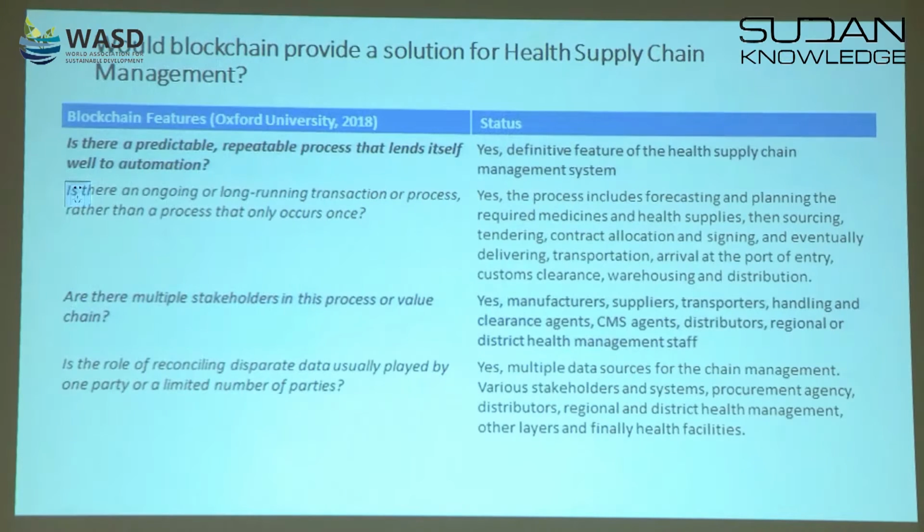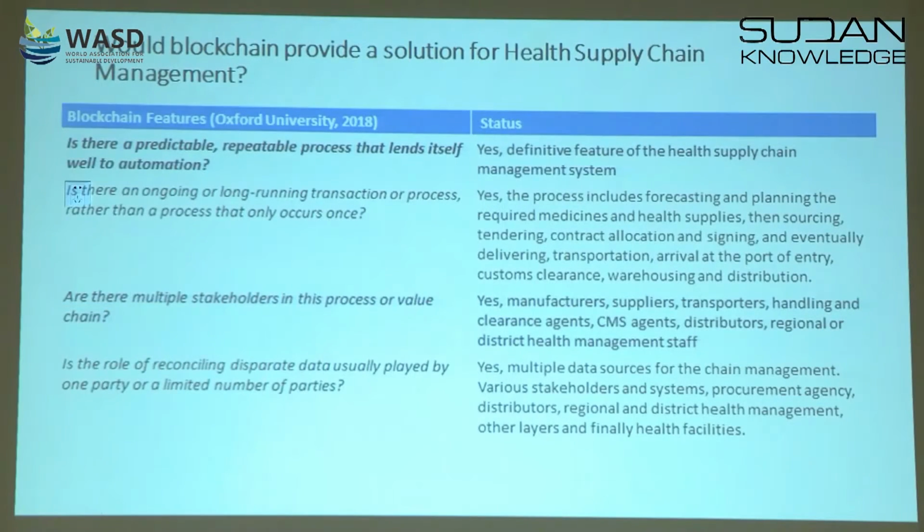So before we go into it, to understand whether blockchain is a solution for the challenges that I have explained earlier, we have to answer a few questions. Here I'm referring to the University of Oxford framework for assessing whether blockchain could be a solution for any system. The first thing is: is there a predictable, repeatable process that lends itself to automation? I think here clearly the process of purchasing, distribution, and dispensing medicines is a regular and continuous process, and it is at scale. So this means that the answer here is yes.